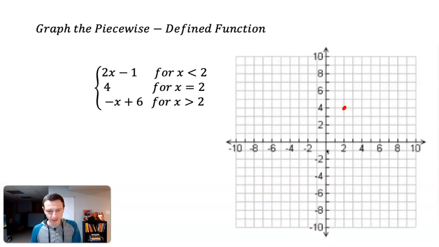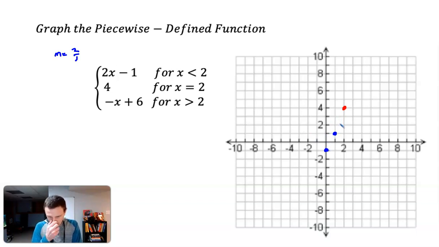So my y-intercept is negative 1. And then my slope is 2, so my slope is 2 over 1, meaning I'm going to go up 2, to the right 1. So up 2, right 1, up 2, right 1.